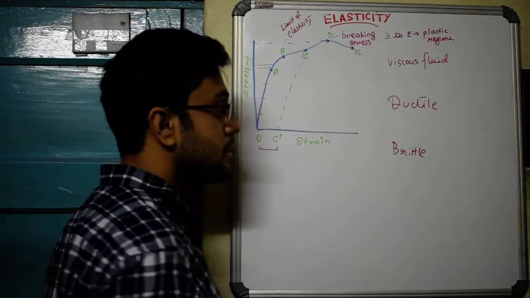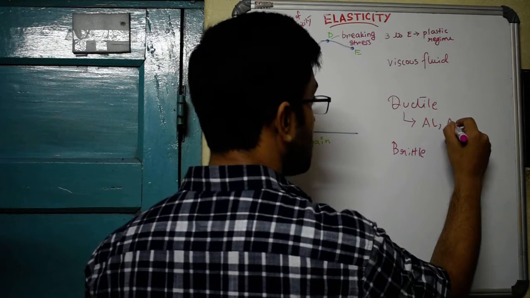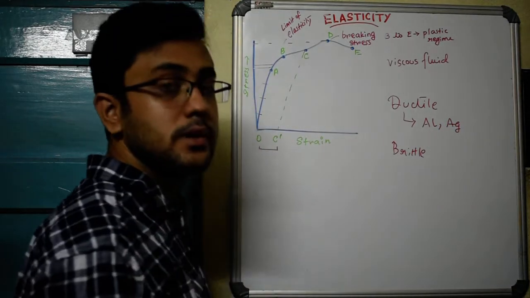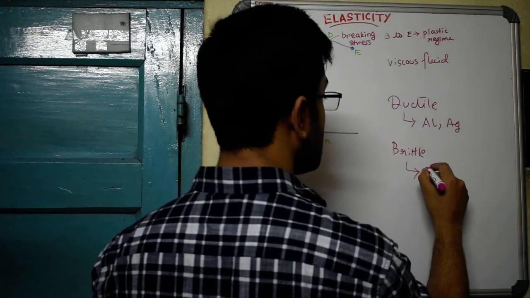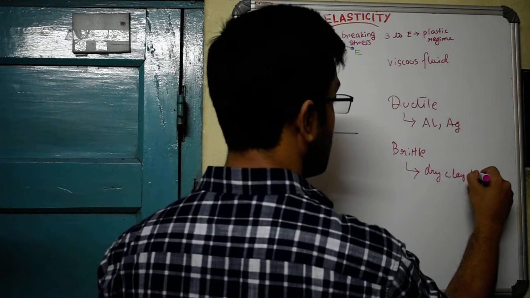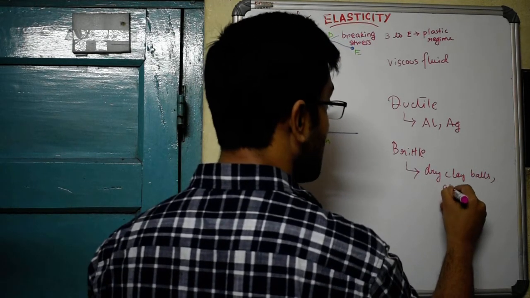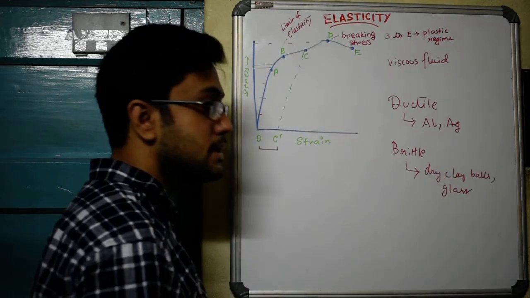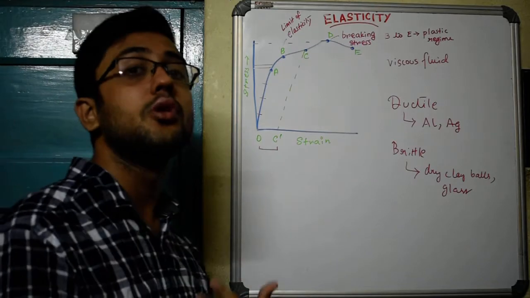What are ductile materials? We know ductile materials are those, for example, like aluminium, silver, which we can easily draw into wires. And brittle materials are those which easily break, for example, dry clay balls. Then you can take, for example, glass. These are brittle materials. They can easily break down. Whereas ductile materials are those which we can easily draw into wires.